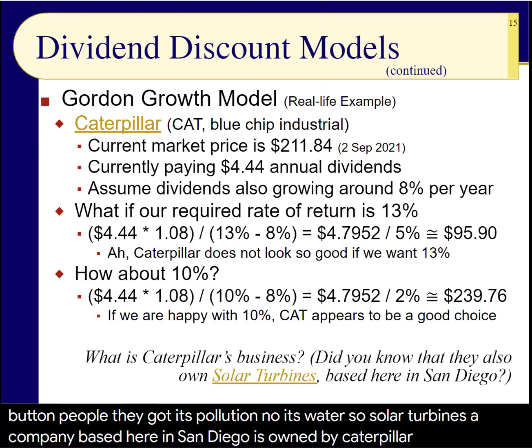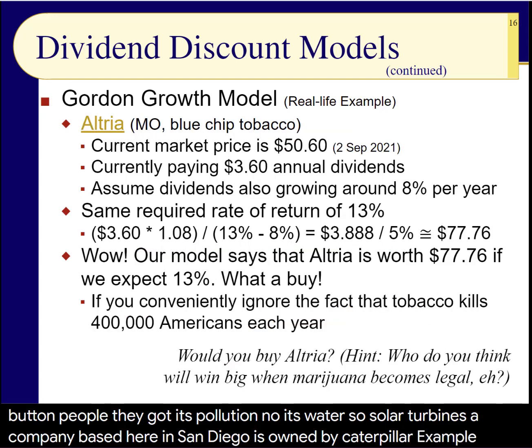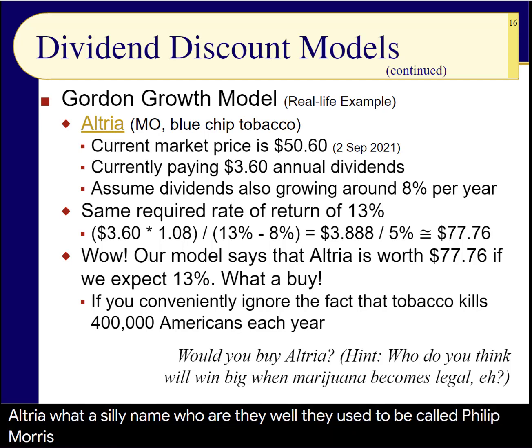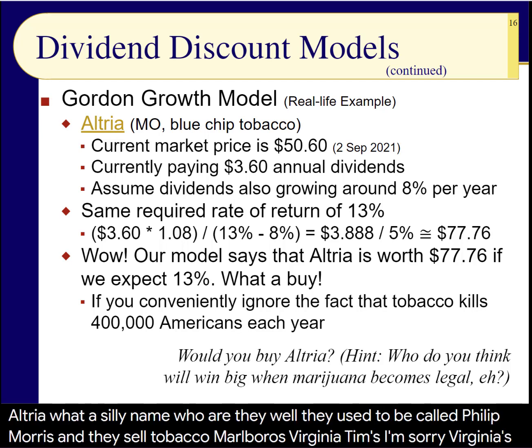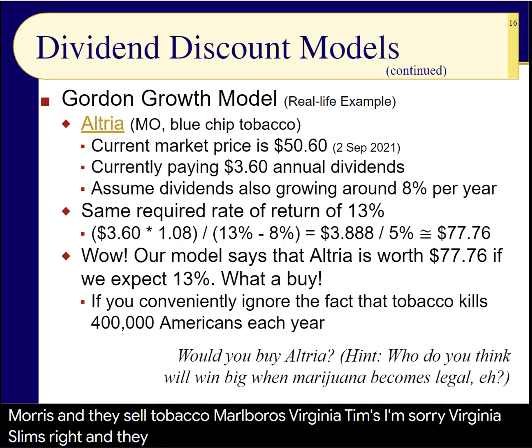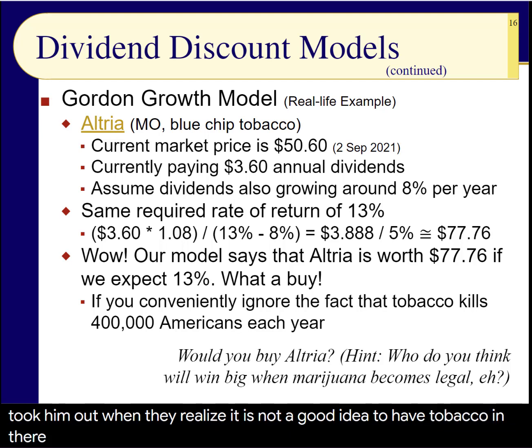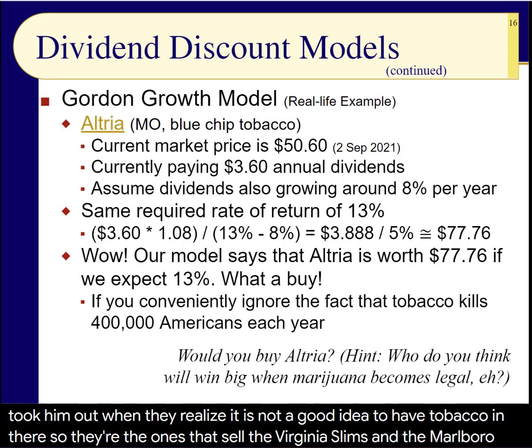Okay, our last example is Altria. What a silly name. Who are they? Well, they used to be called Philip Morris. And they sell tobacco, Marlboros, Virginia Slims, right? And they used to be in the Dow Jones Industrial Average. They took them out when they realized that it's not a good idea to have tobacco in there.